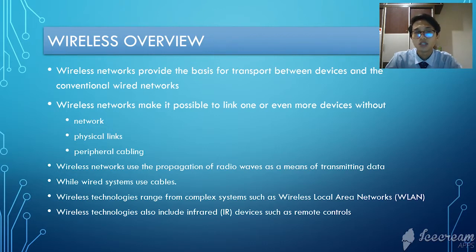Wireless networks use the propagation of radio waves as a means of transmitting data, while wired systems use cables. Wireless technology ranges from complex systems such as a wireless local area network (WLAN). Wireless technology also includes infrared (IR) devices such as a remote control.